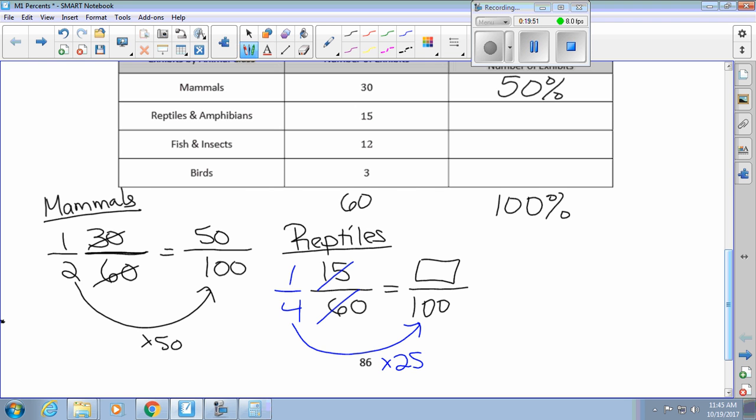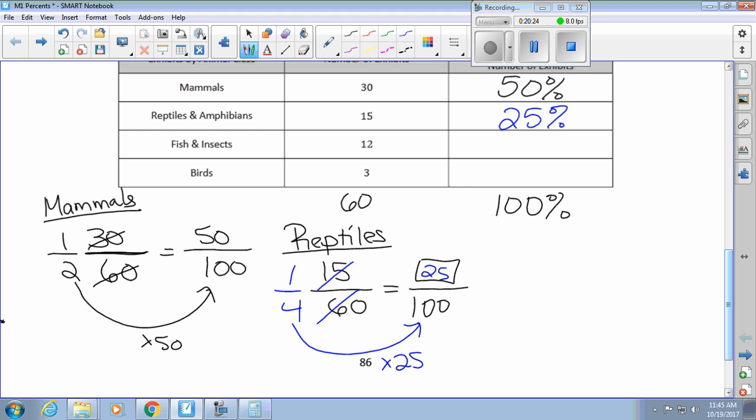1 times 25 is 25. So 25 out of 100 is what percentage? Krista? 25%. Beautiful, 25%. So if you go to this zoo, you can expect to see lots of mammals and a decent amount of reptiles and amphibians. All right, so far we've accounted for what percent of the zoo? So far with what we figured out.